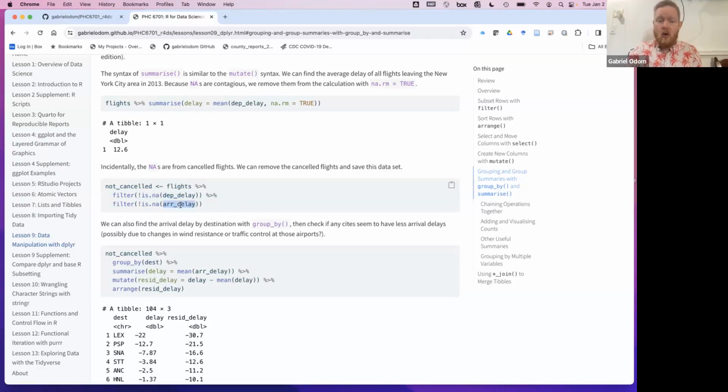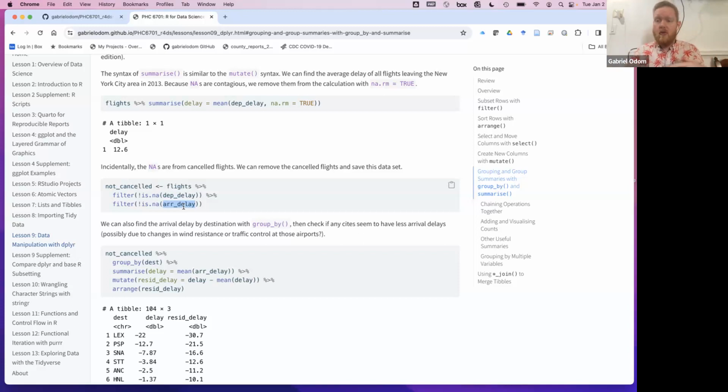The same for arrival delay. I'm a little worried about what would happen if a flight had a departure delay but this one was missing. I mean, did the flight just evaporate in thin air? I have no idea, but we're removing both. We're just saying, if there was missing departure delay or missing arrival delay, that means the flight was canceled.